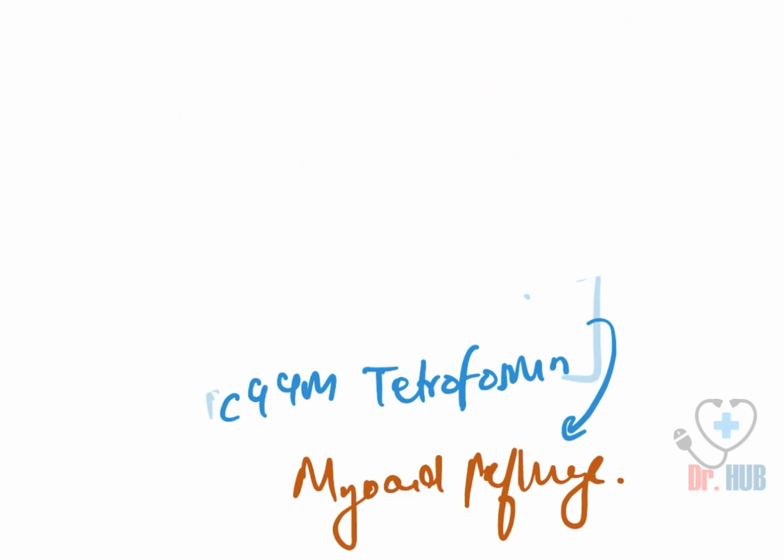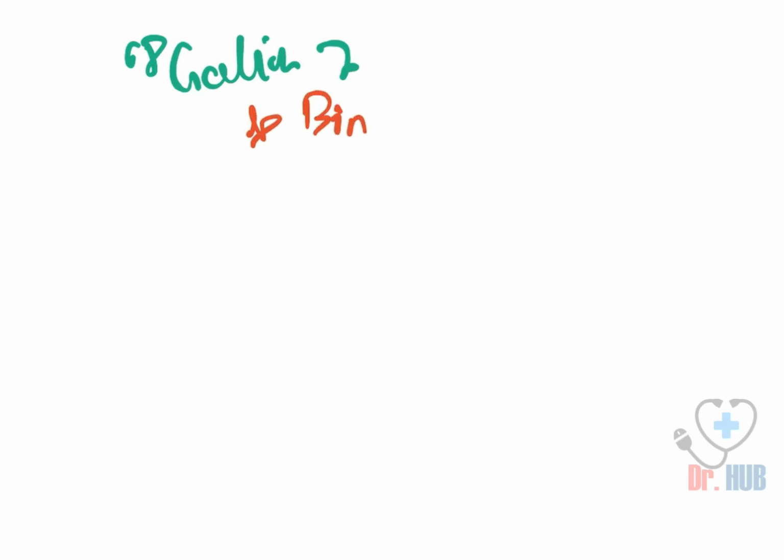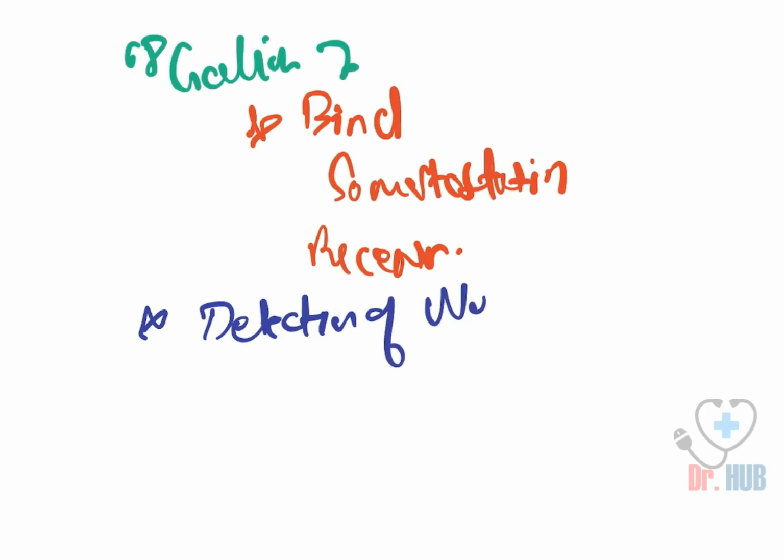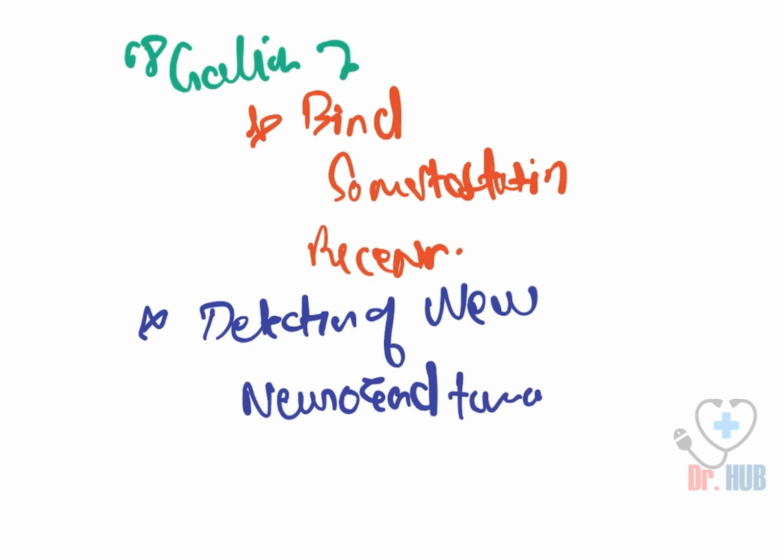Next, we look at gallium. Gallium binds to the somatostatin receptors, and it is also used for the detection of neuroendocrine tumors. So this is about the radionucleotide agents and their uses.